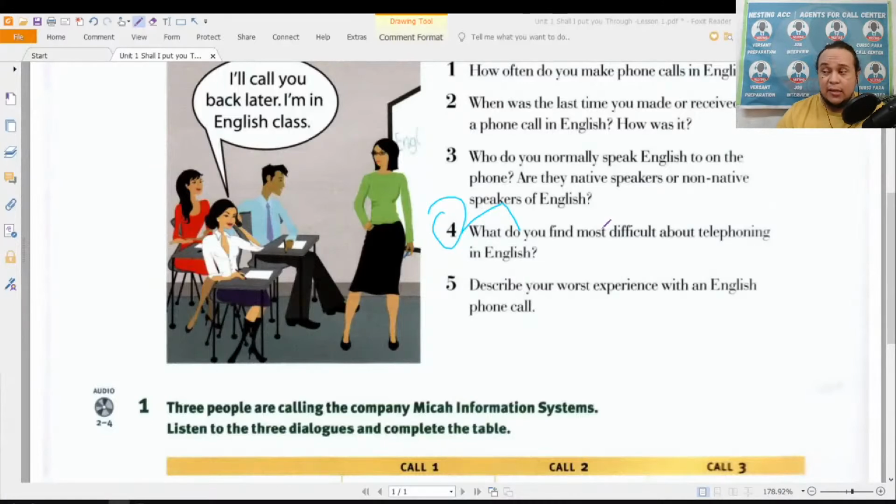But then I just realized this concept, that you also need to squeeze the sentences in order for you to understand. But let's stop talking about me, guys. This is also about you. What do you find most difficult about telephoning in English? Then we got Alejandro.